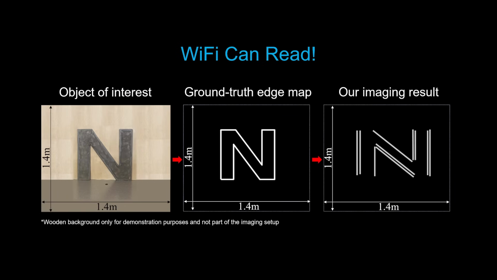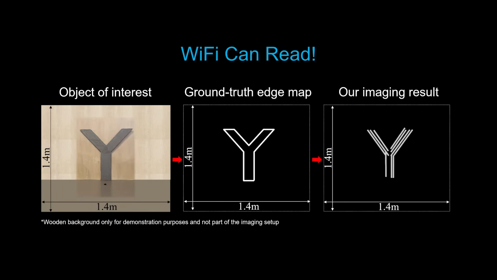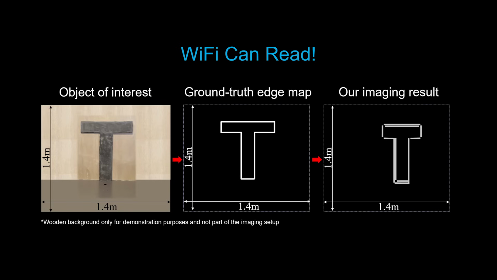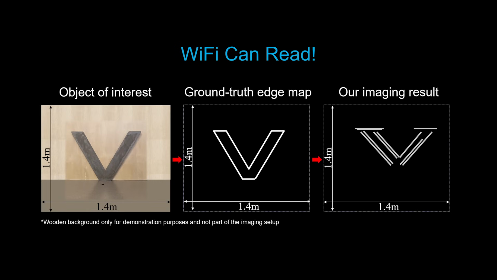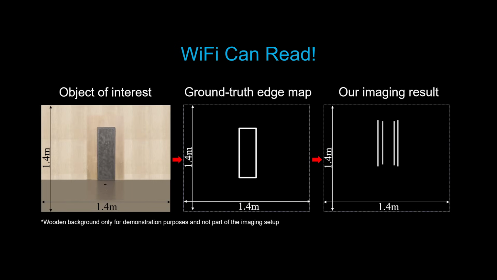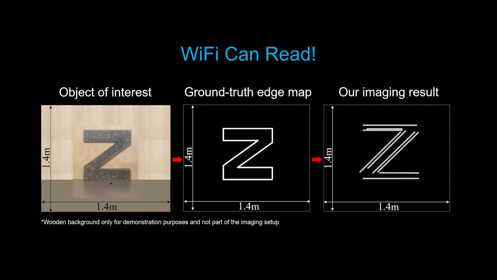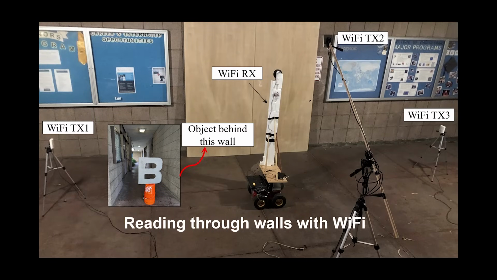Here are some sample letters and how they are imaged. We can see the ground truth image as well as our imaging result. As can be seen, our approach can image the details of the letters pretty well with only Wi-Fi signals. Here is a summary of all the imaged letters. As can be seen, the letters are imaged well with only Wi-Fi CSI measurements, showing the first demonstration of Wi-Fi reading. Next, let's consider imaging through walls.